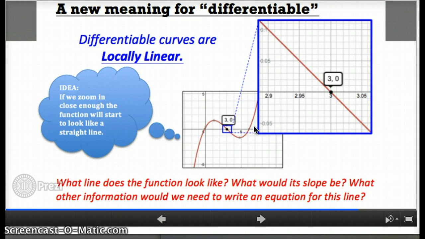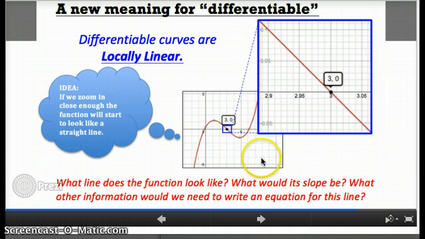Well, there's another way to phrase it. Another way to understand what it would mean for the derivative to be the same on both sides is this statement right here. And this is where we start understanding linearization. Differentiable curves are locally linear. The idea is, if you take a differentiable function, then if you zoom in close enough on any particular point, eventually that point and the function going through it will look like a straight line.